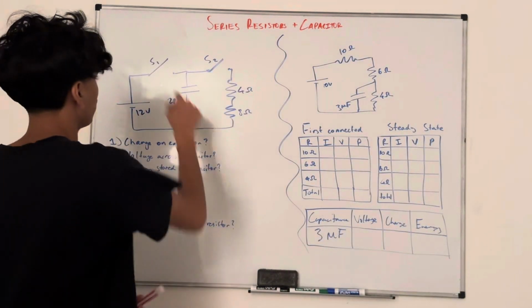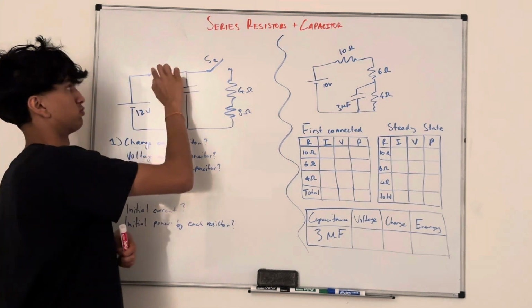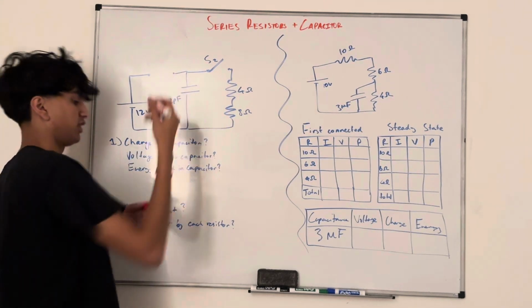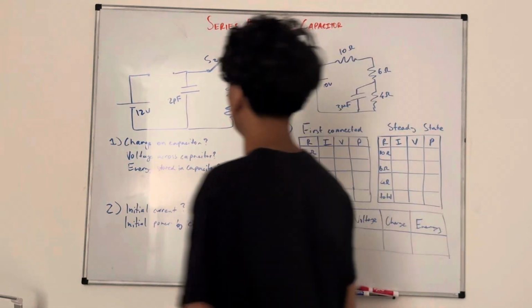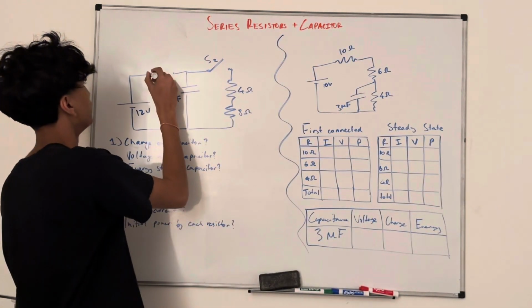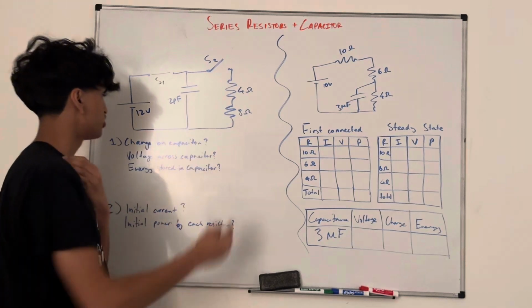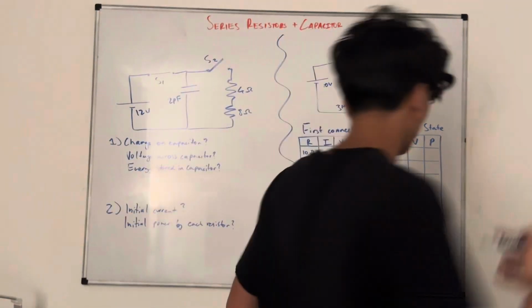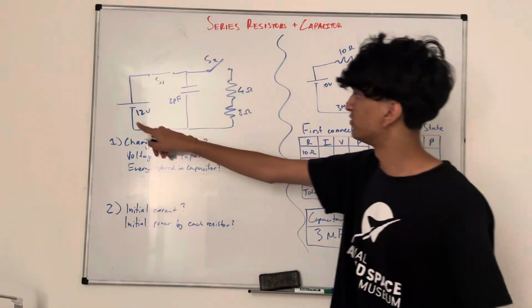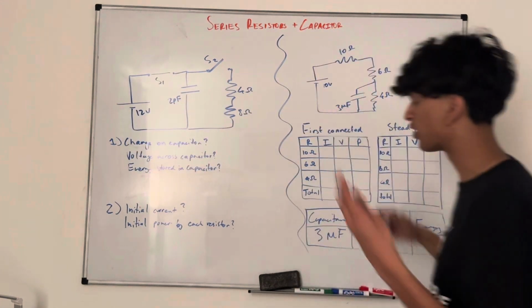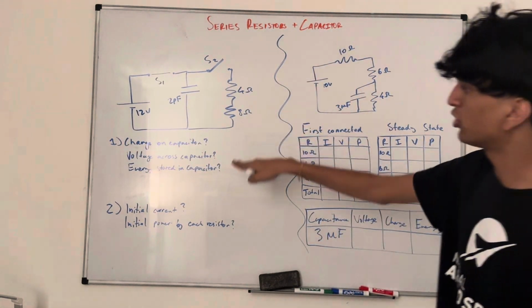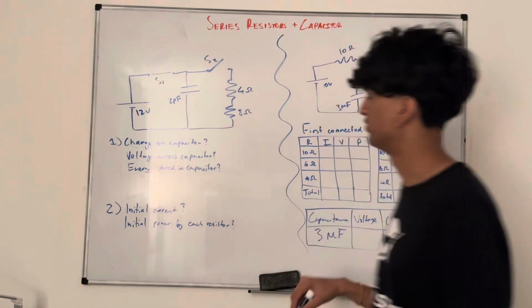So we're going to close switch 1. This is not a good marker. We're going to close switch 1 and see what happens. What's going to be the charge on the capacitor? When we close that switch, this one's still open, so you just get this loop of current. You've got to find the charge, voltage, and energy for this capacitor.